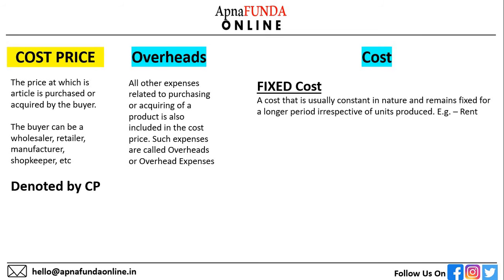Cost. There are three types of costs. One is fixed cost, a cost that is usually constant in nature and remains fixed for a longer period irrespective of units produced.